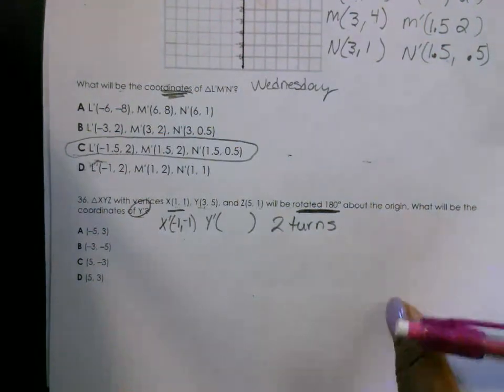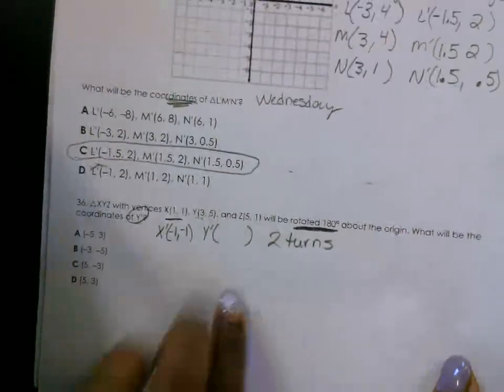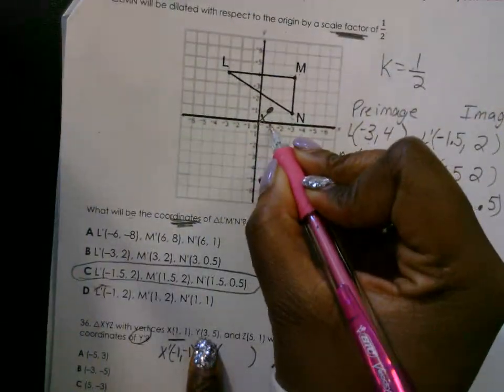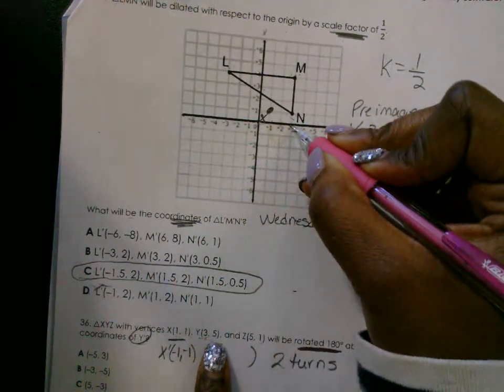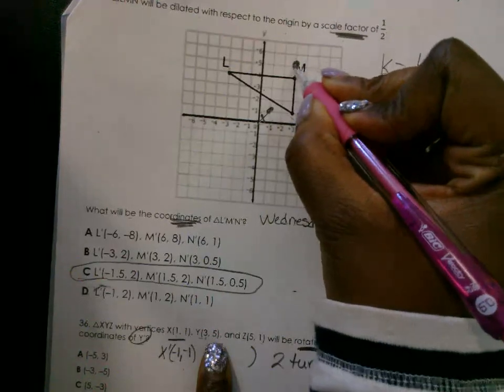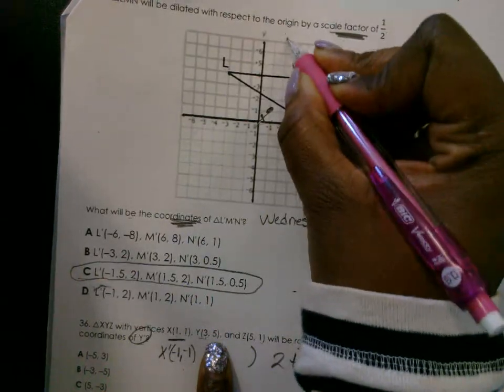Okay, so we're going to move on, folks. We got the answer here. We should have graphed this at 3. Go over to the right, 1, 2, 3. And then go up, 1, 2, 3, 4, 5. This is the location of Y.